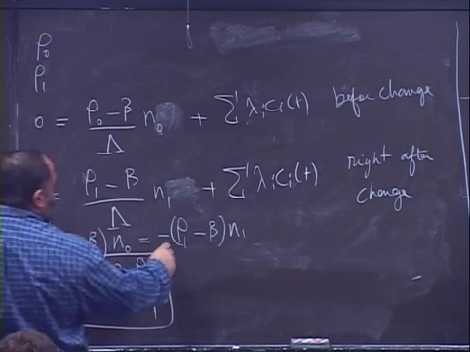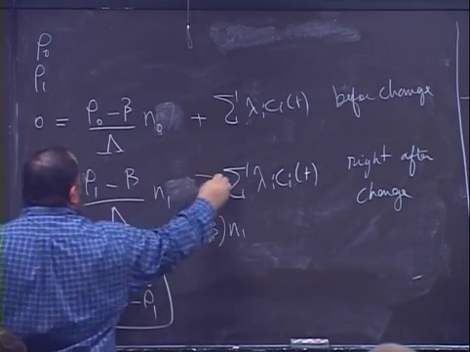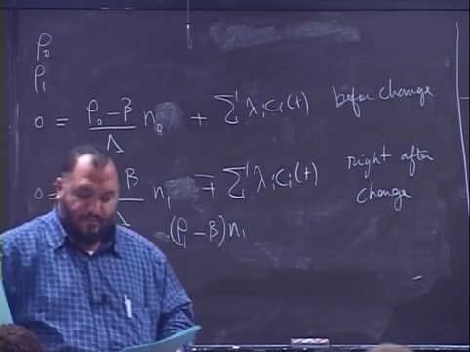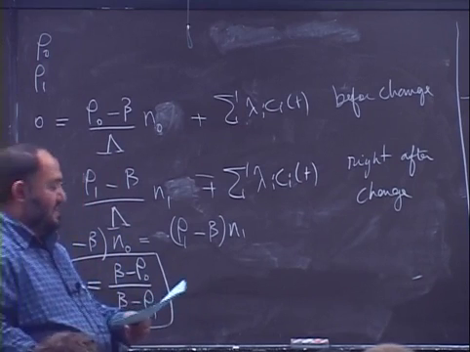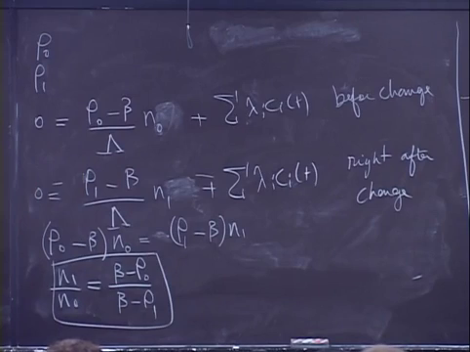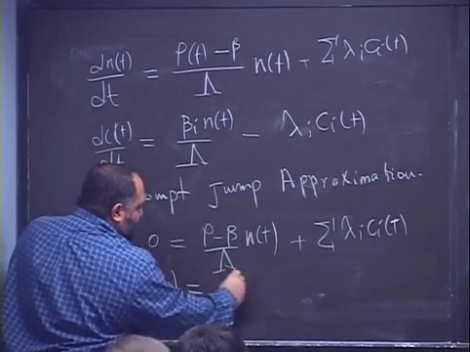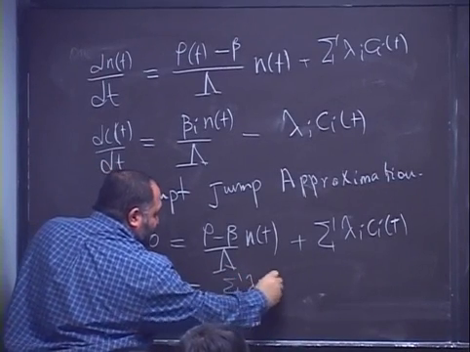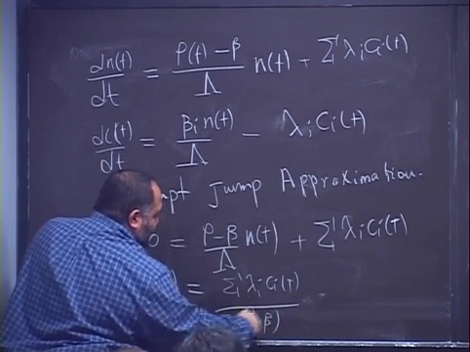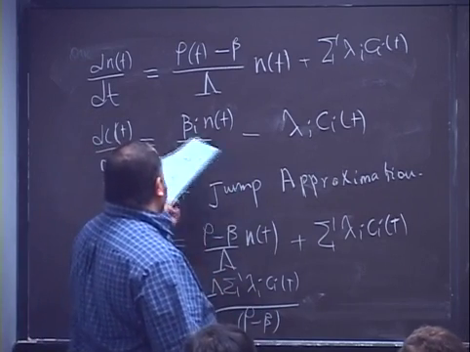If we subtract those two equations, there will be a negative sign here, a negative sign here. So this is the right equation. Now you can take n of t from here. N of t will be what? Sigma lambda i ci of t divided by what? Rho minus beta divided by gamma, so gamma will be up here. Take it and substitute in the dc by dt.